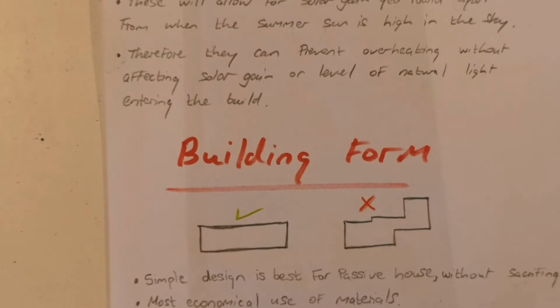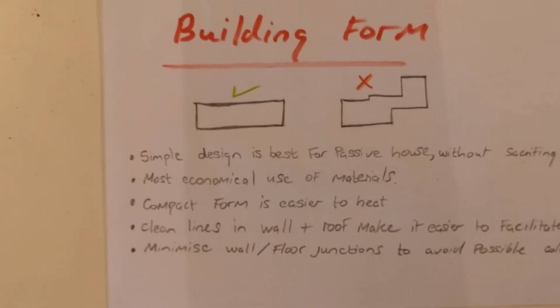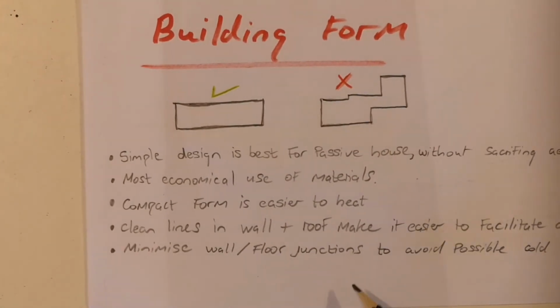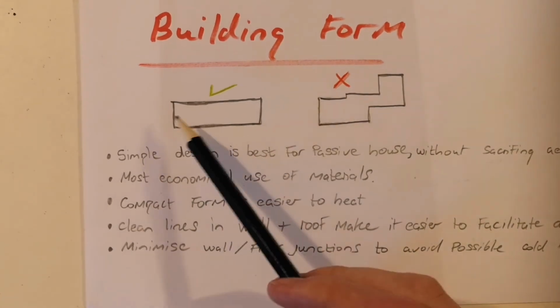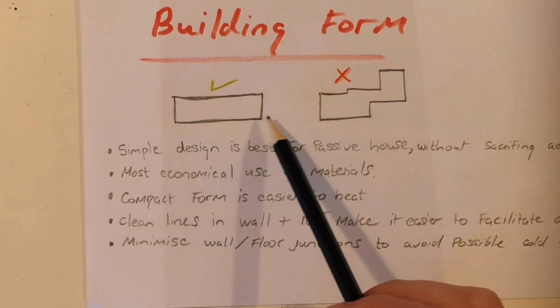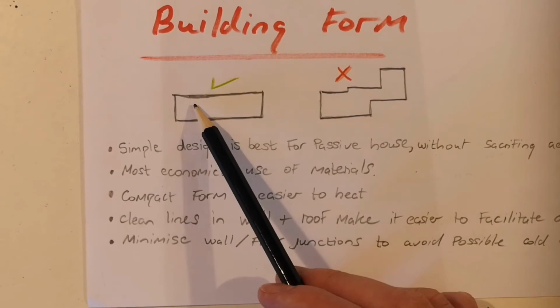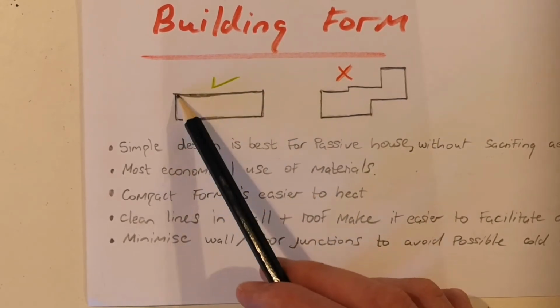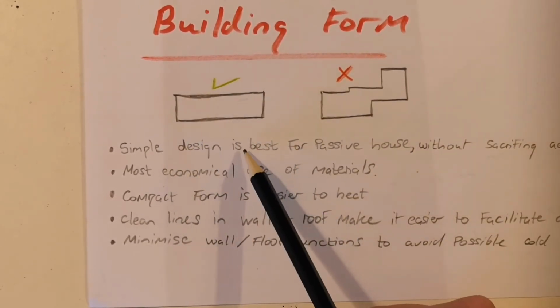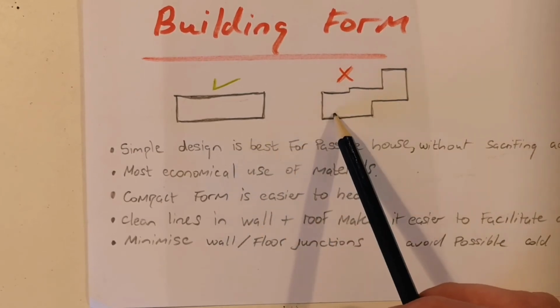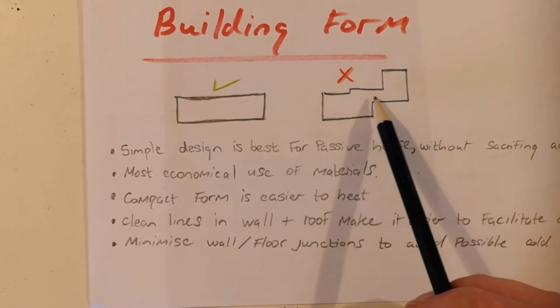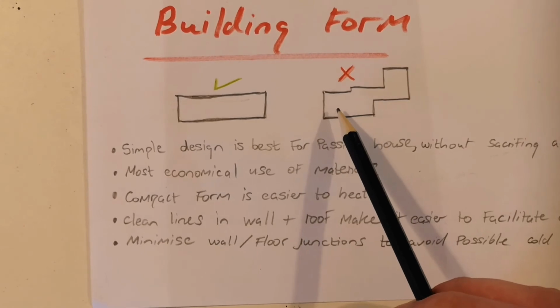Finally, the last heading of a few bullet points, guys, is called building form. Basically, you don't want a very complicated shape for a passive house. The simpler, like a simple rectangular shape, the better. These kinds of shapes are not suitable for a passive house.